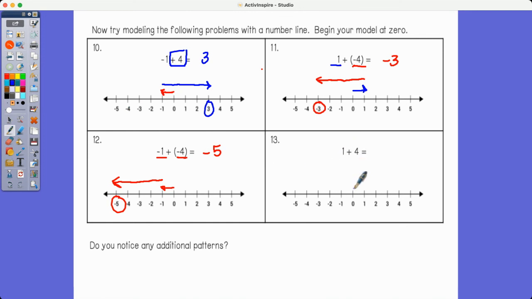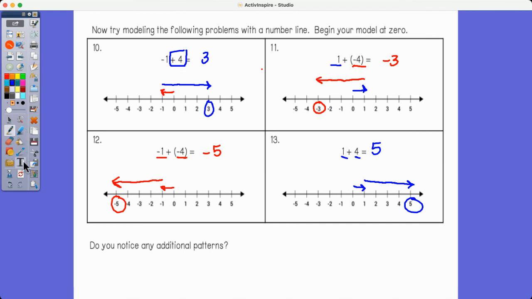Okay, starting at 0. Always on the number line, we start at 0. I'm going to go +1. That's what it told me to do. Now I'm going to go +4 more. 1, 2, 3, 4. Where's my answer? +5. So do you notice any additional patterns? I will be checking this. I want to see what you notice.